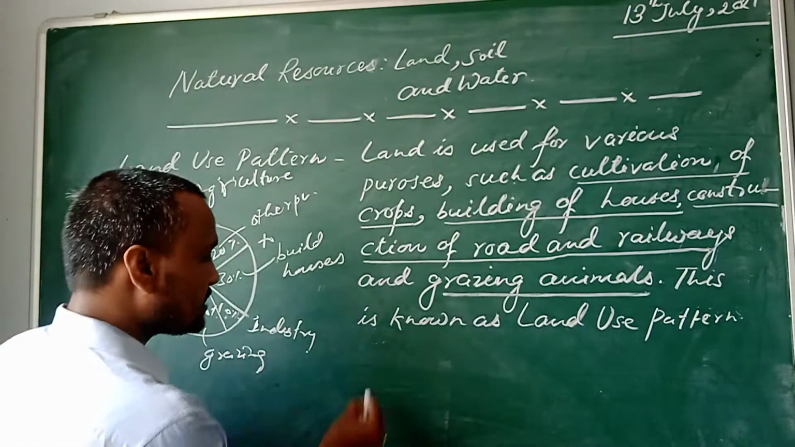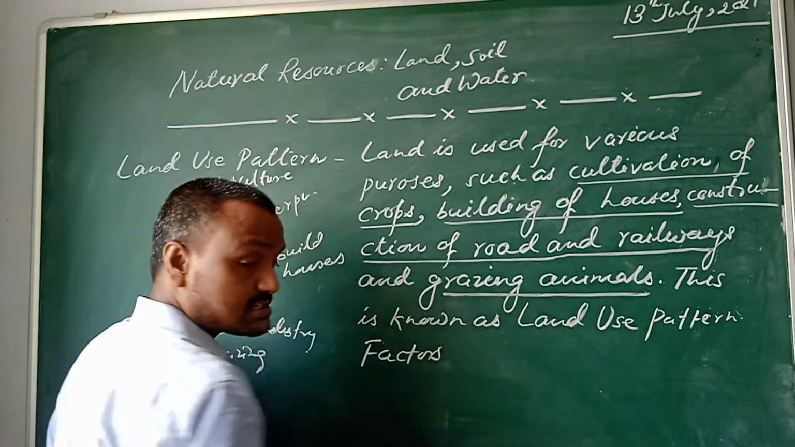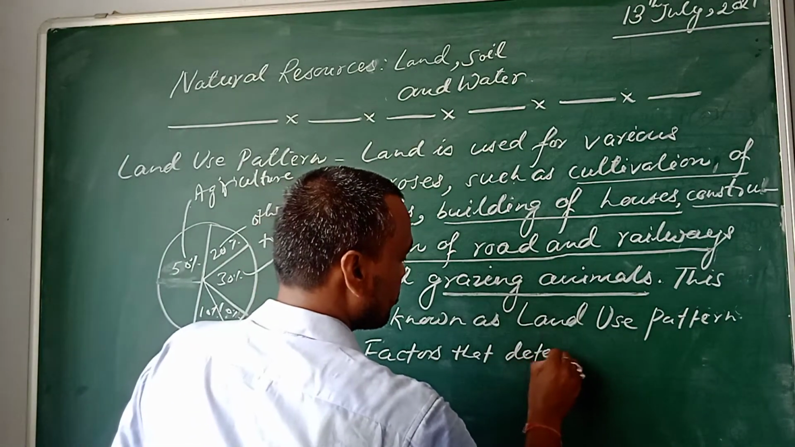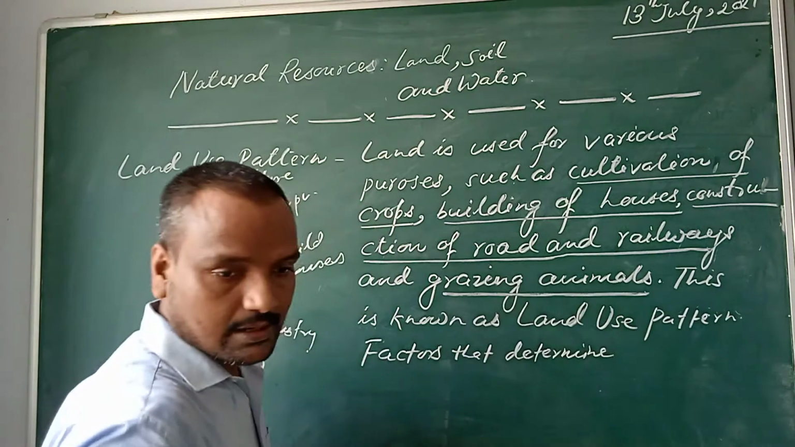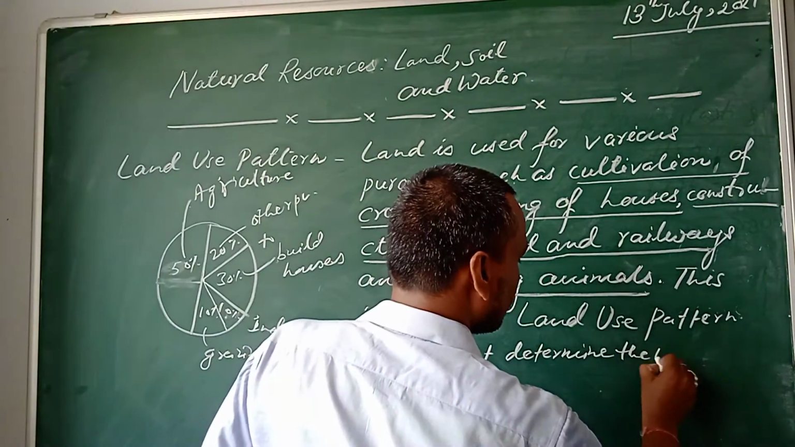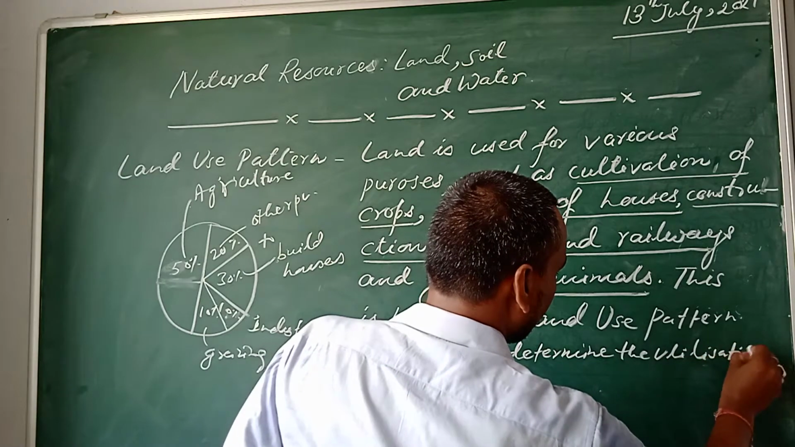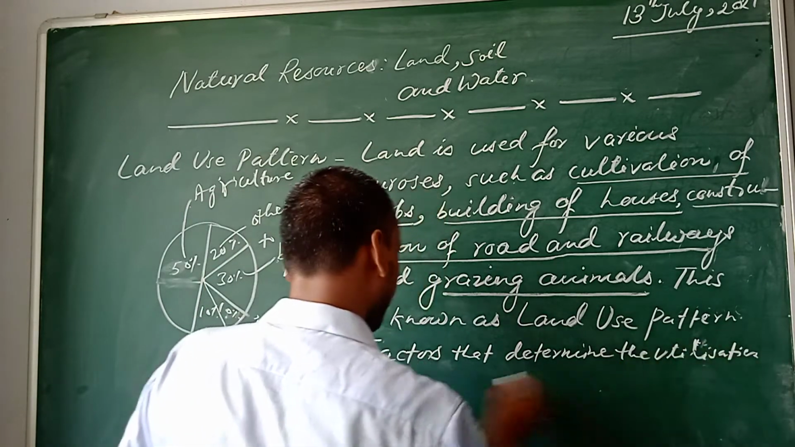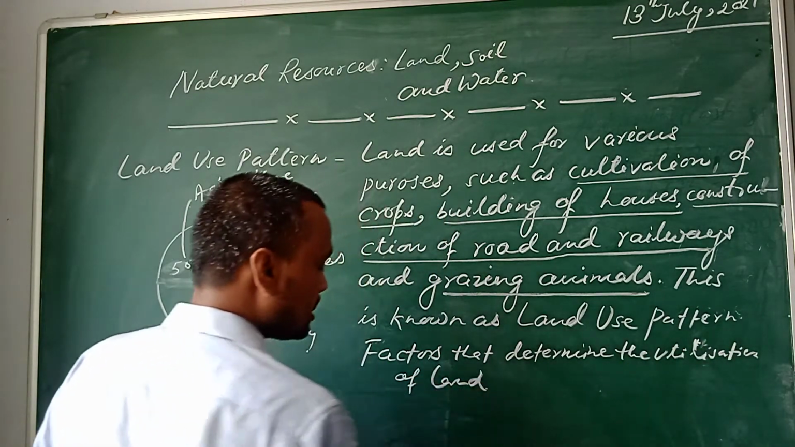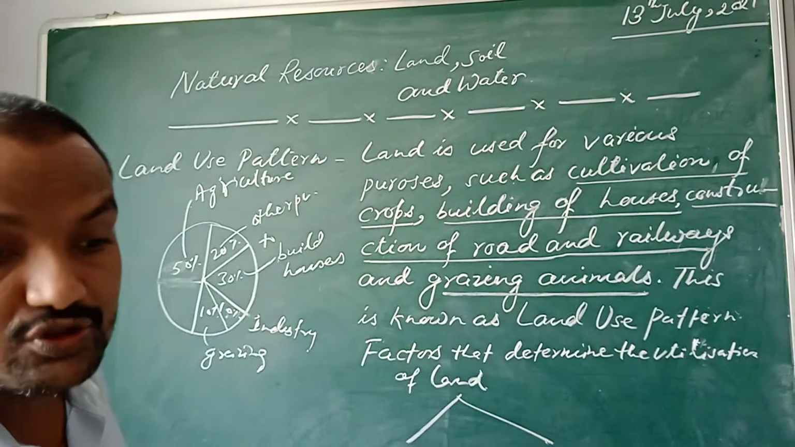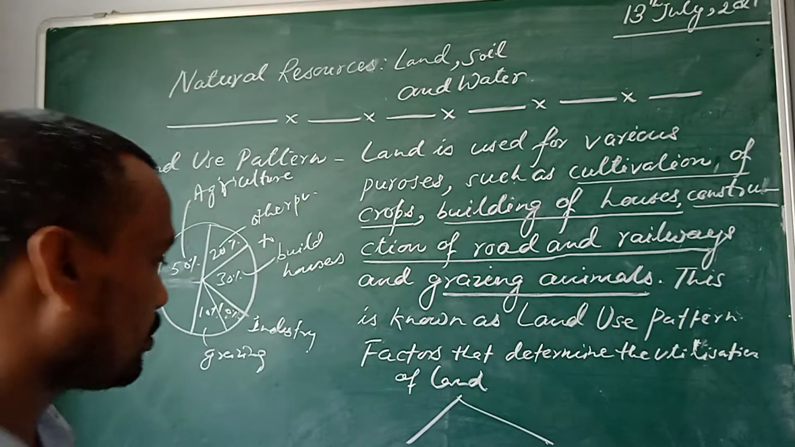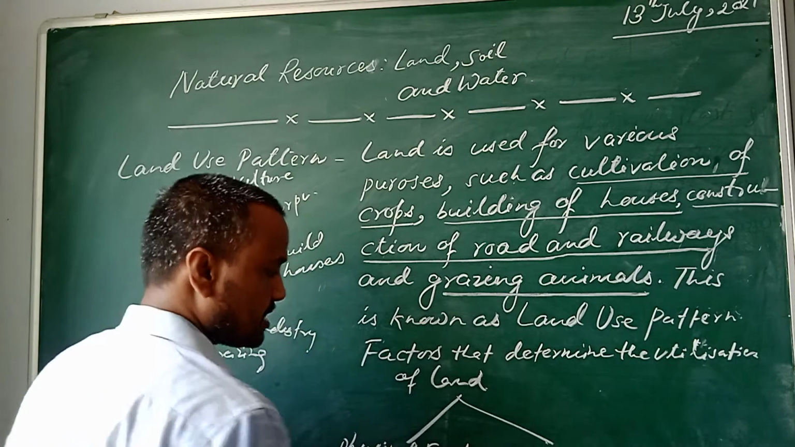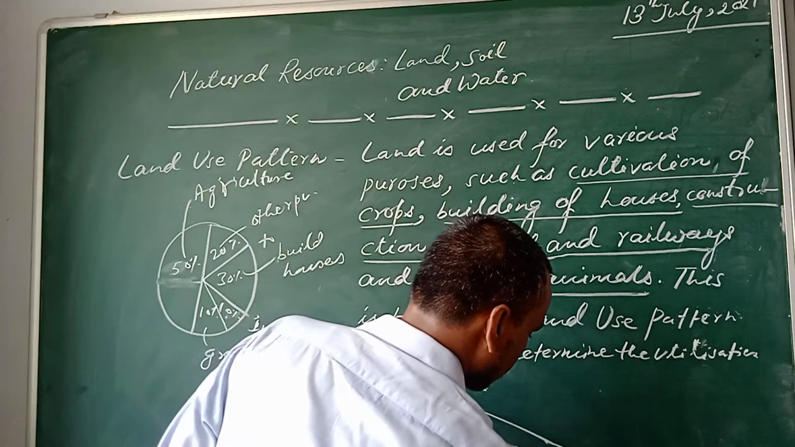Thereafter, I was telling you a few minutes ago that there are certain factors which determine this. So we will write: factors that determine the utilization of land. There are two factors which determine land use pattern, meaning how land will be used depends upon two things. The first is physical factor, and the second is human factor.